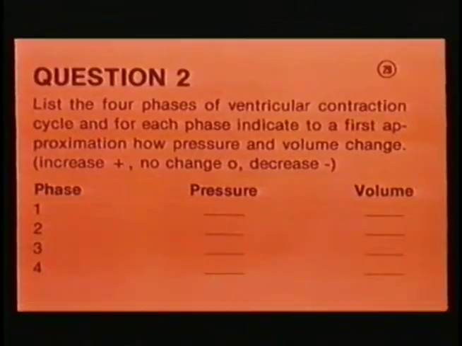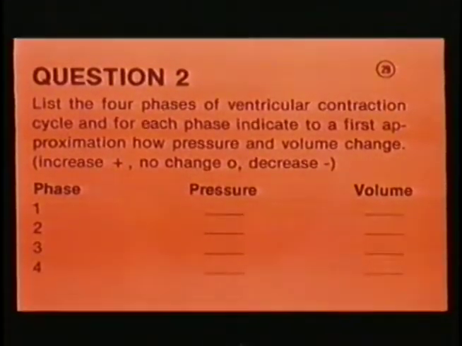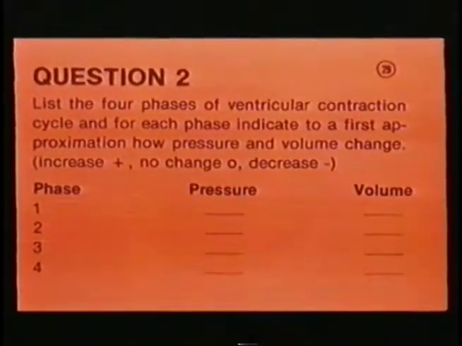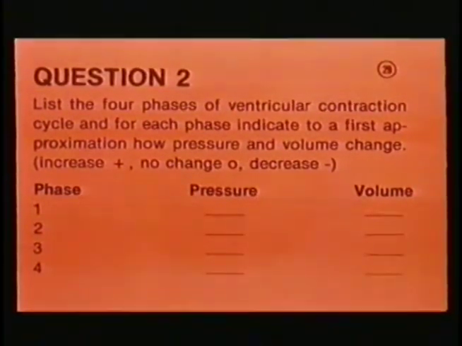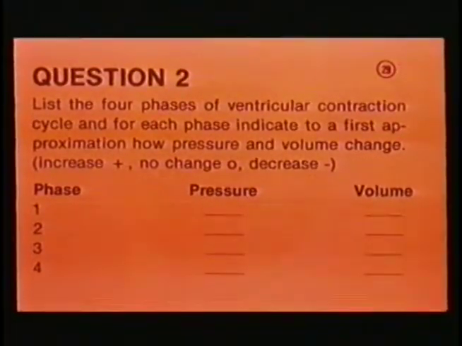Slide 29. For review of this section, list the 4 phases of the ventricular contraction cycle, and for each phase indicate to a first approximation how pressure and volume change. Increase, plus; no change, 0; decrease, minus. Stop the tape while you fill in the chart.